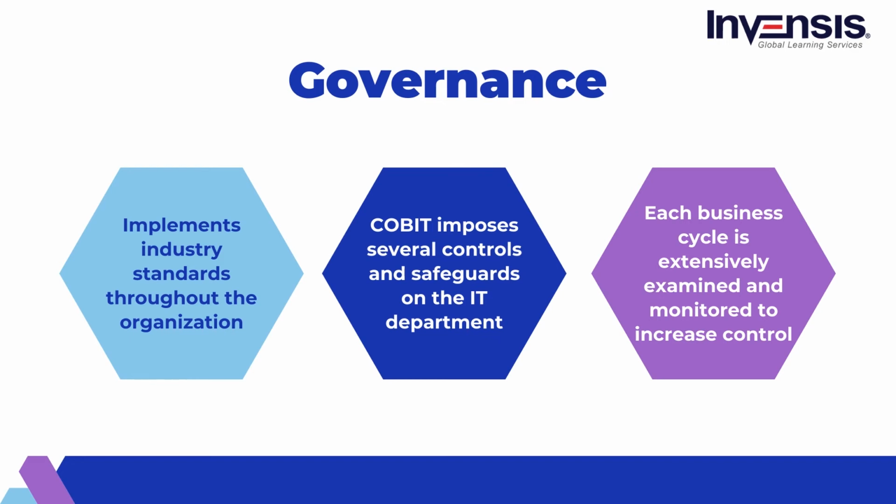COBIT imposes several controls and safeguards on the IT department. This guarantees that all procedures, particularly those related to digital transformation, are implemented and constantly reviewed. When COBIT 5 is implemented, each business cycle is extensively examined and monitored to increase control and establish a more comprehensive IT governance in the organization.